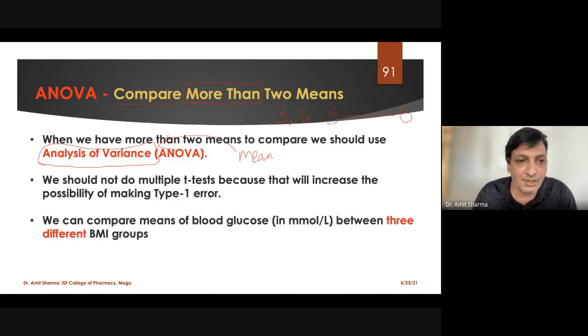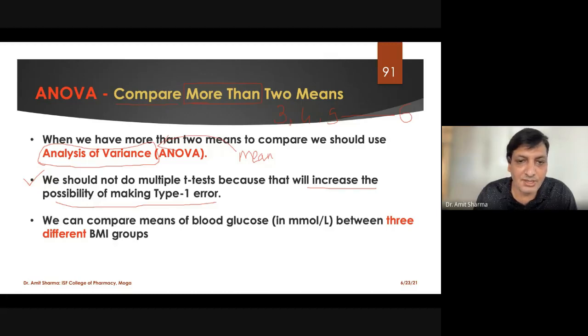Now, we received this question yesterday: why are we not applying the student t-test 2 or 3 times, or the independent t-test separately, to compare the means? We cannot do that, because it will increase the possibility of making a type 1 error. So all 3 groups, or more than 3 groups, we have to run together, so that we can compare 3 to 4 different means.